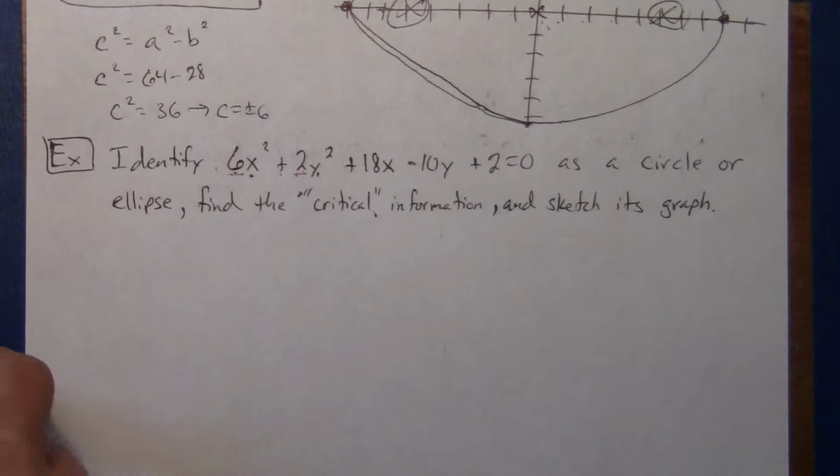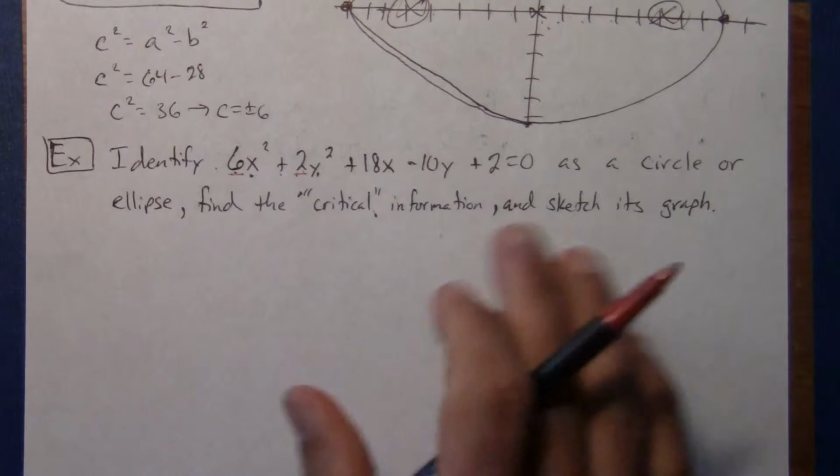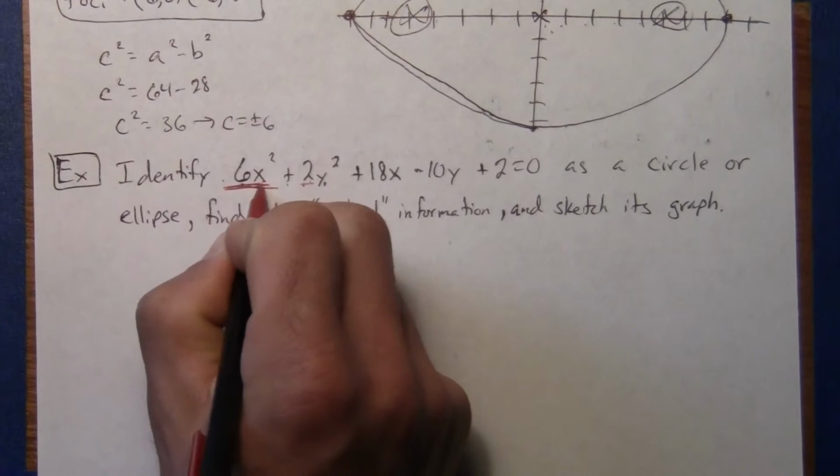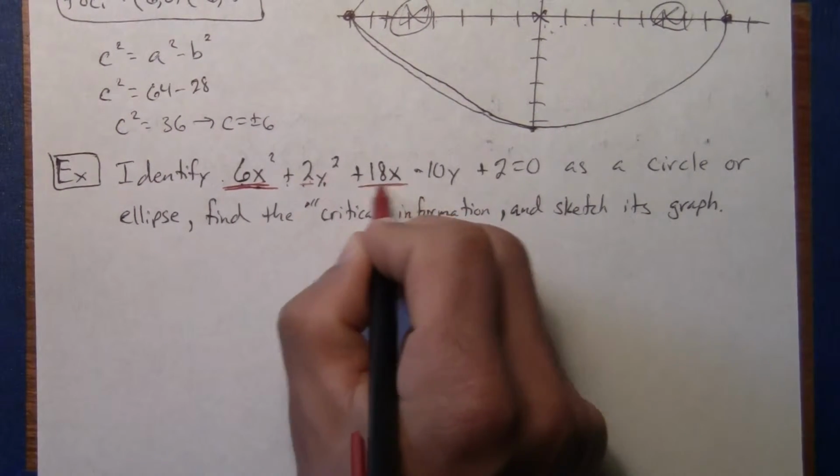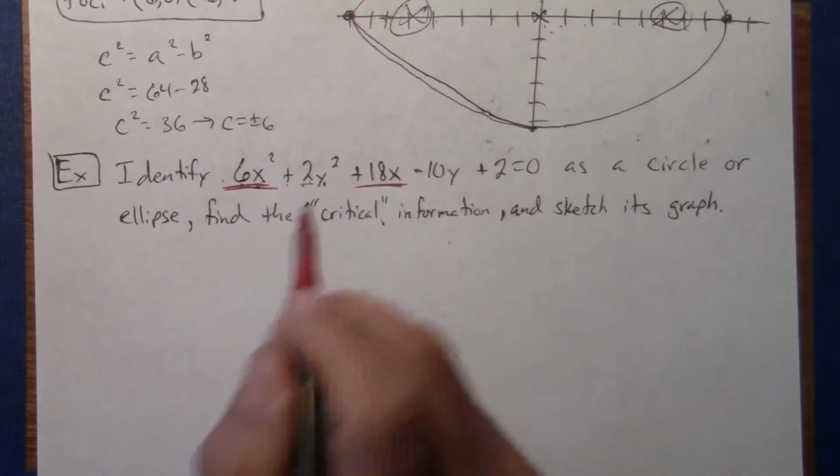Well, how do I know if it's in standard form or not? Remember when we were dealing with the parabolas, if you've got an x squared, then hopefully when you look in that equation you don't see another x. I do. So that tells me that I'm going to have to complete the square of the x's.